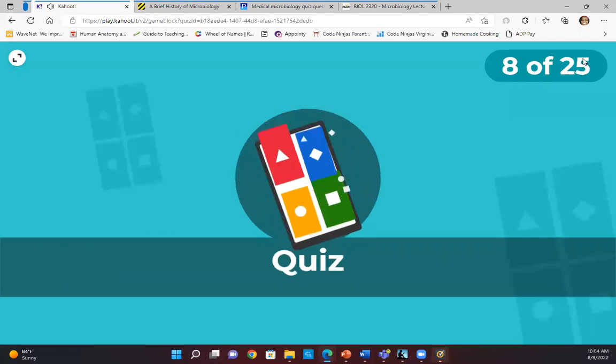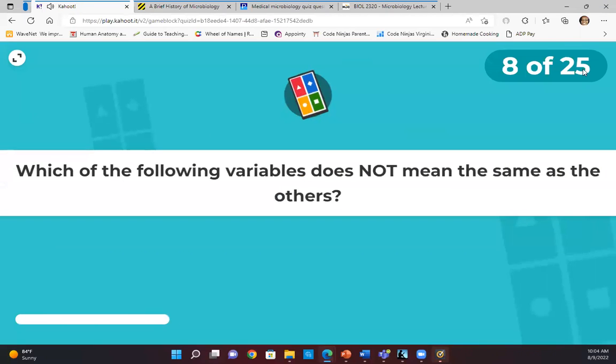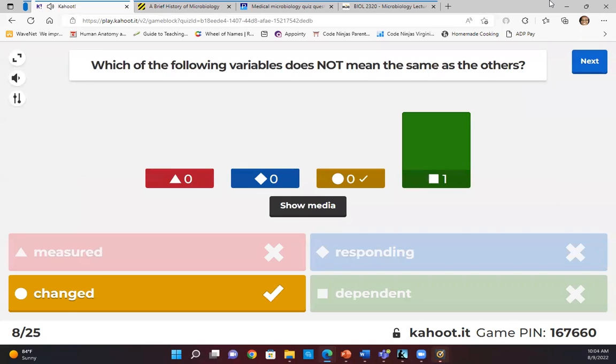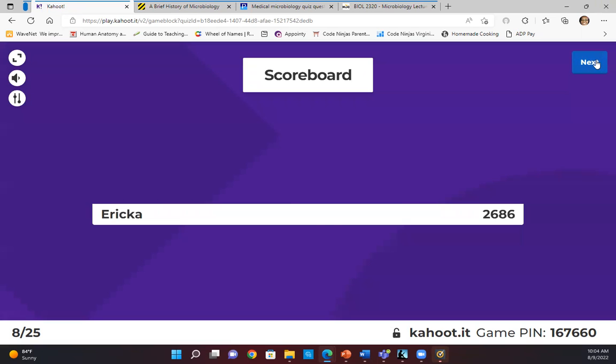Okay, we'll continue. Question 8. Which of the following variables does not mean the same as the others? Measured, responding, changed, or dependent? Okay, so changed. Changed does not mean the same as the others.